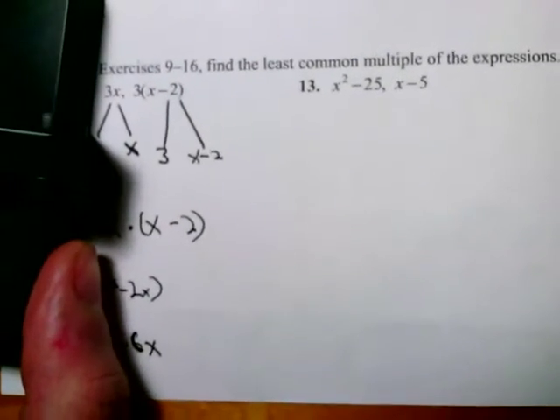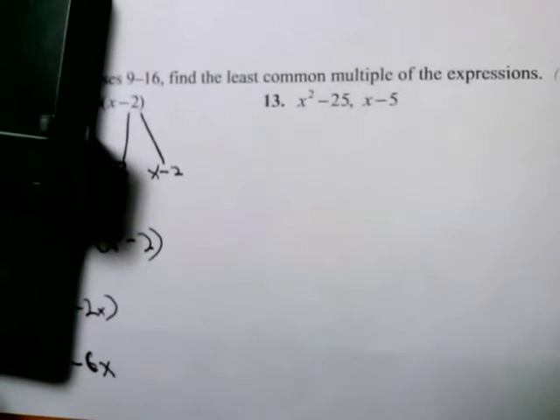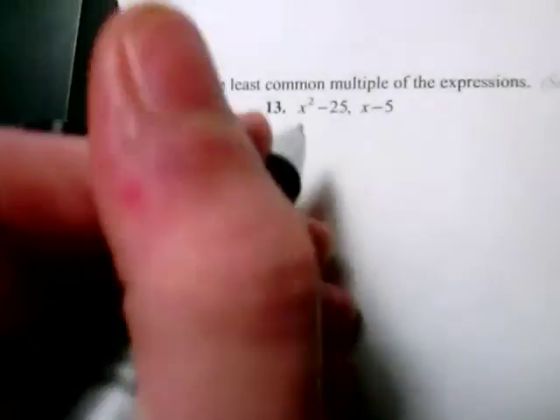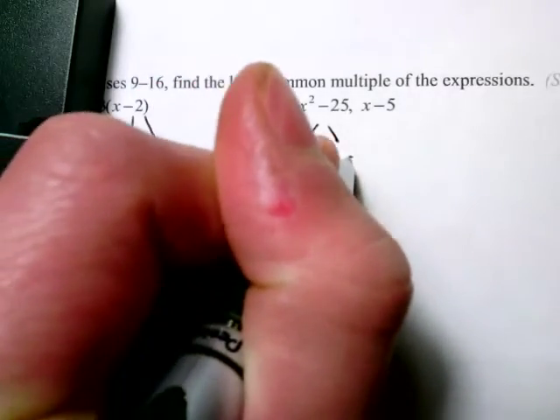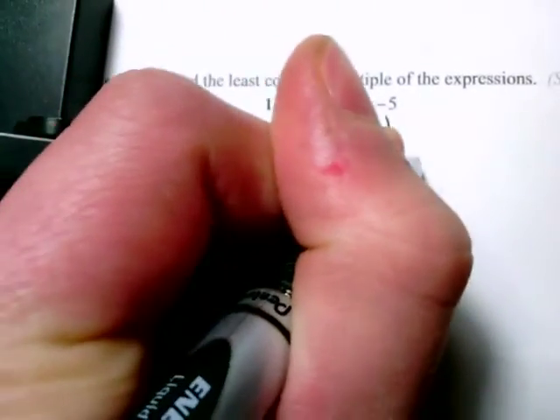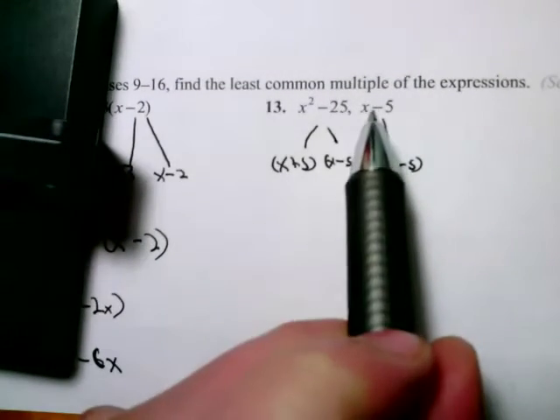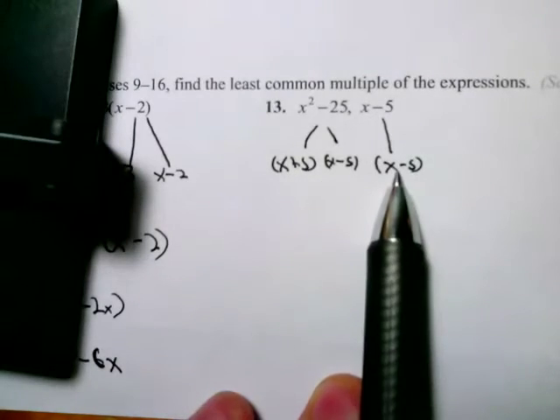Just to get you familiarized with it. So, okay. x squared minus 25. That was one of those quadratic functions I was talking about. So that can be factorized down to x plus 5 times x minus 5. And this is just x minus 5, because this can't be broken down to factors. So you've got x plus 5 times x minus 5, and x minus 5.